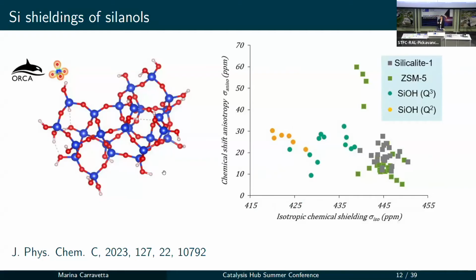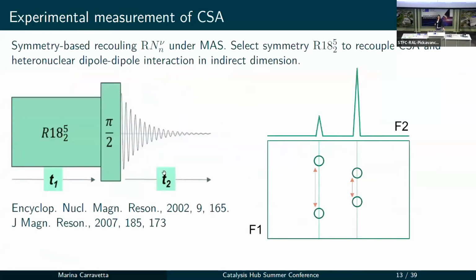Now, up to this point, the work was exclusively computational. We thought, well, this is something we predicted. Can we actually verify it? Because otherwise, if it's just on simulation, it's not that much use. So what we did is that we used a symmetry-based recoupling sequence, which is indicated briefly R1825. We don't need to go into the technicalities, but basically, it's a sequence that reintroduces on a rotating sample some of the anisotropic interactions. In this case, it reintroduces the chemical shift anisotropy.